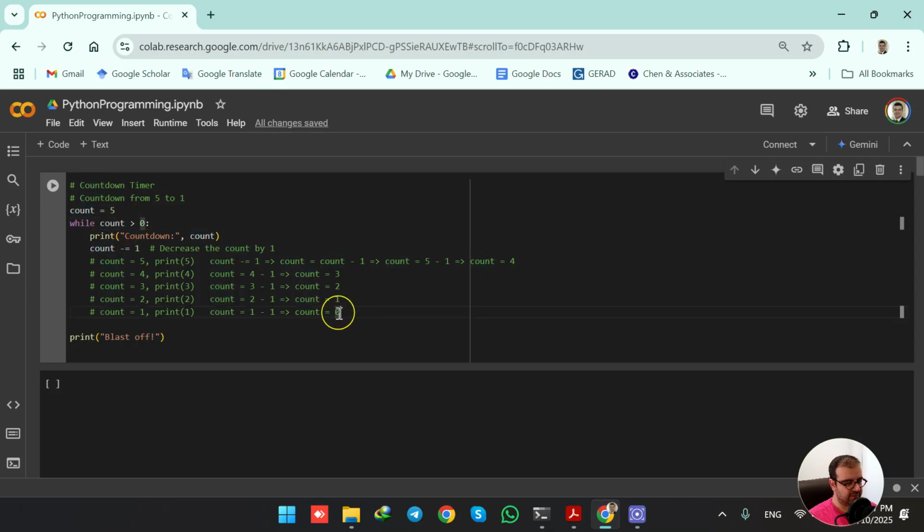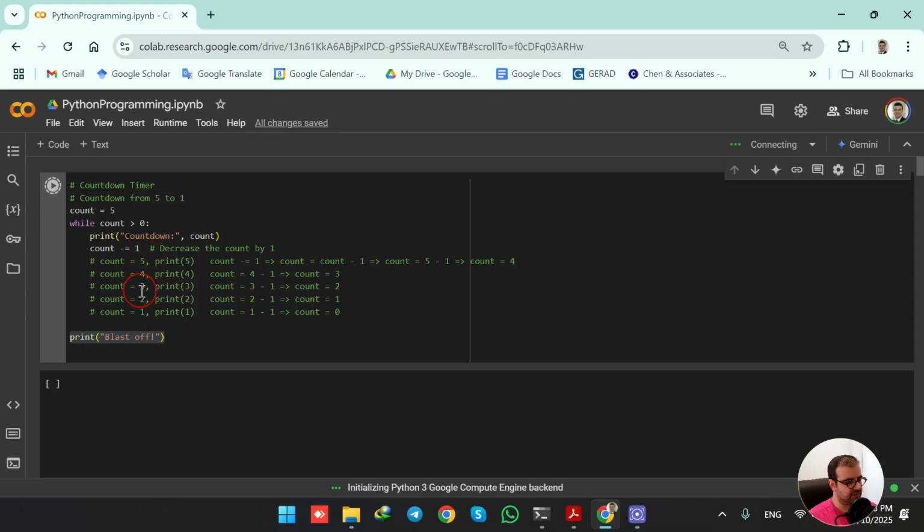So count in the final iteration, it is 0. So 0 is larger than 0. No, it's not. Therefore, it's not going to enter the loop. Therefore, these two lines are not going to be executed, and it is going to print the last message in the terminal, blast off. So when I run the code, we should see the same output as we anticipated here.